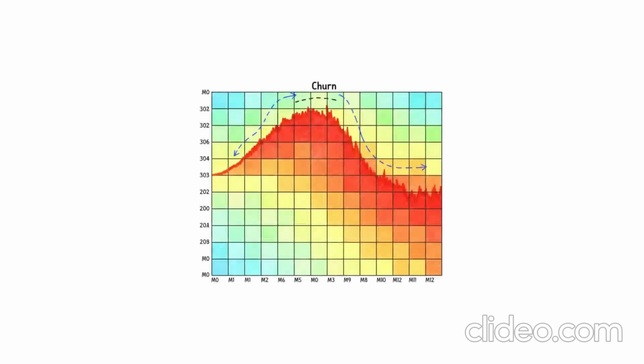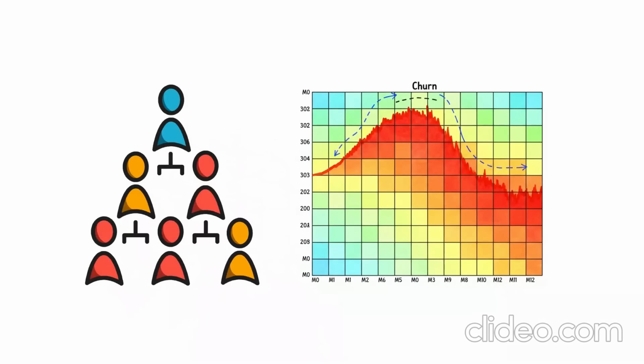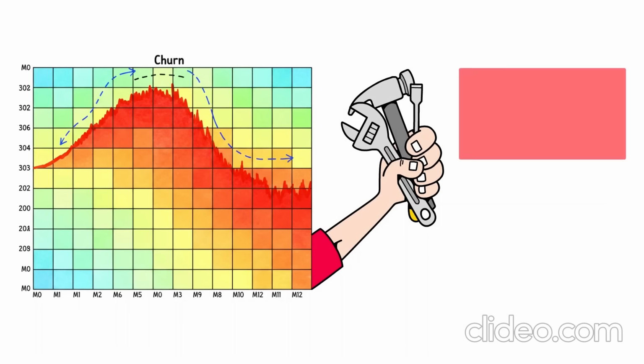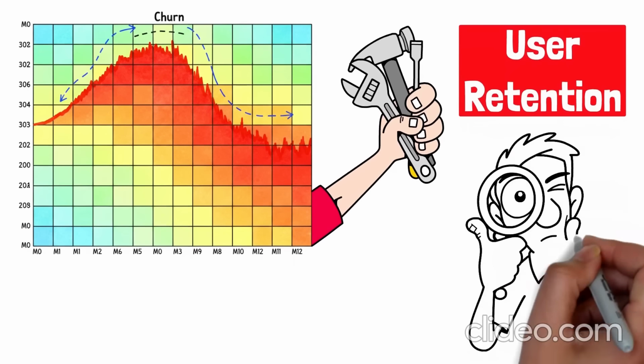Ever seen a chart like this? It looks like a heat map, but it's actually telling a story about your users. This is a cohort analysis, and it's one of the most powerful tools for understanding user retention. Today, we're breaking it down.